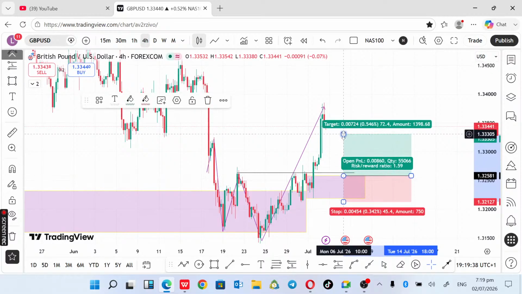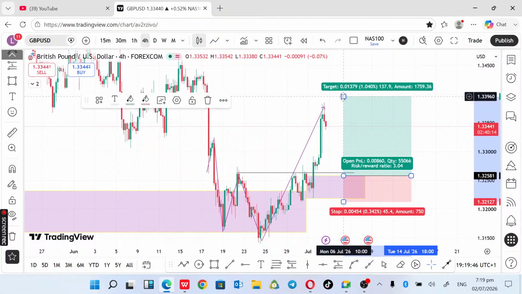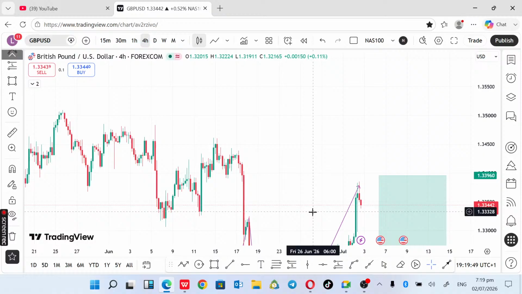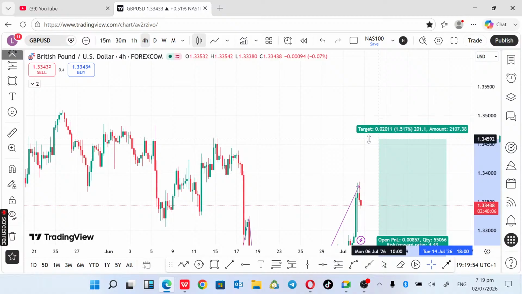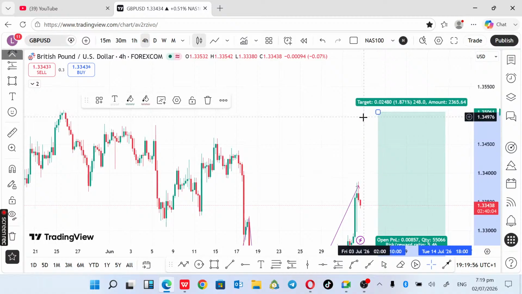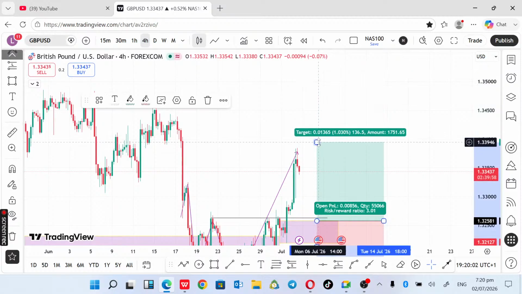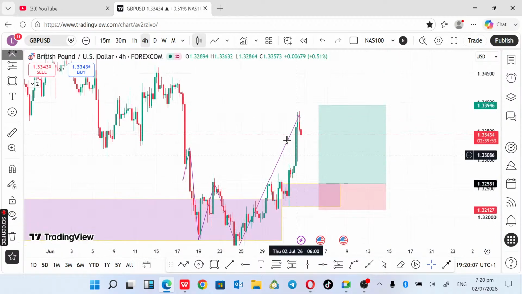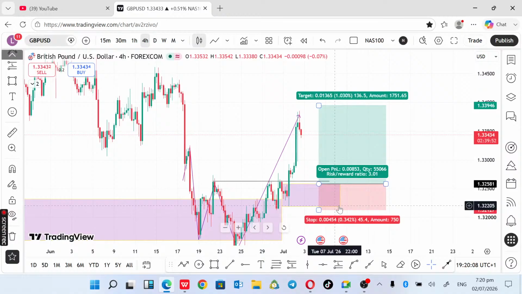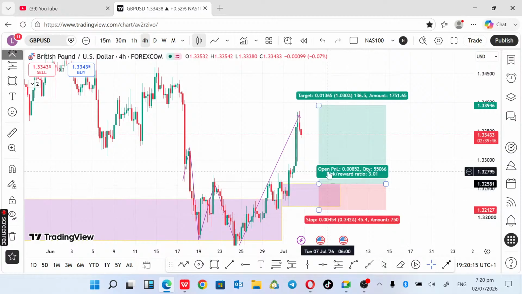And I target about 1:3. You could decide to target this very top like this, it is your choice. But since I've seen that on the higher time frame this market is ranging, I wouldn't want to overdo it. So let's just leave it like this. I have my entry here on this neckline. I have my take profit above this level, my stop loss below. This is my support level like this.